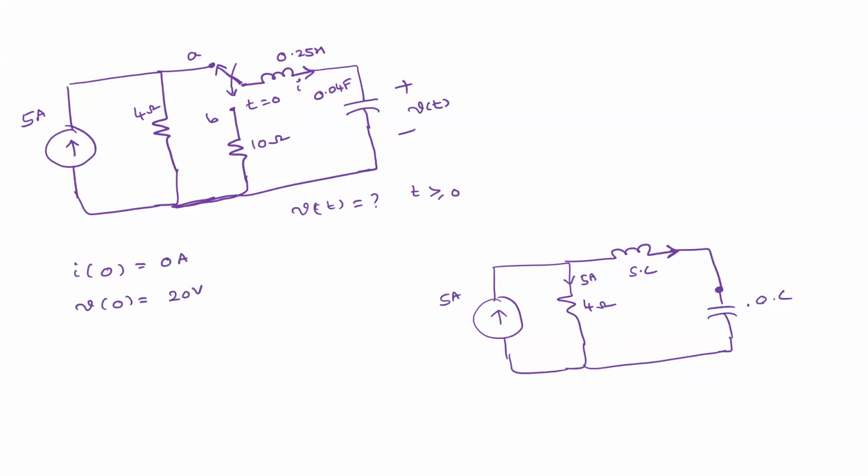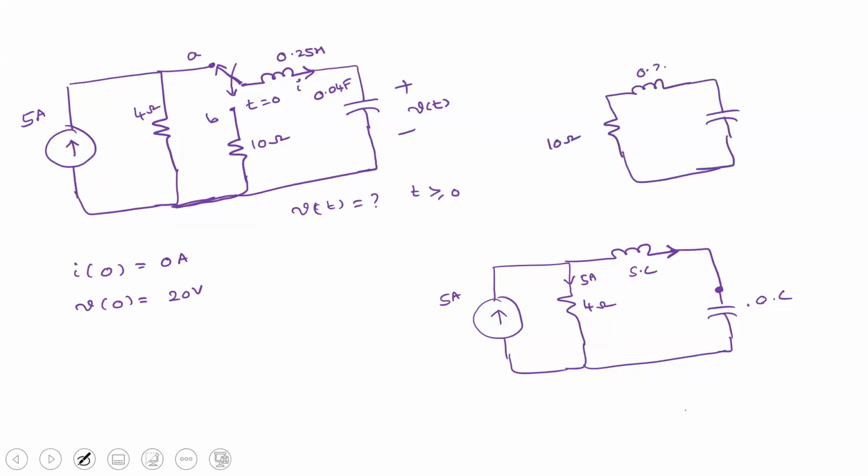So what is the next step? When the switch is closed, the circuit will be modified like this: 20 ohm, 0.25 Henry, and 0.04 farad, and this is the current I, and this is the voltage V.